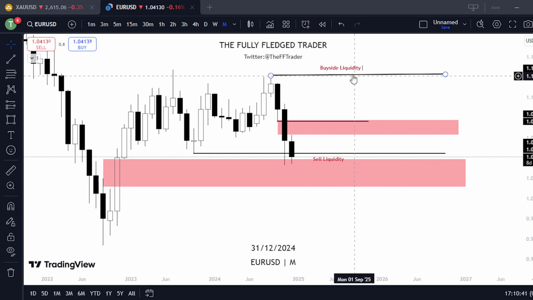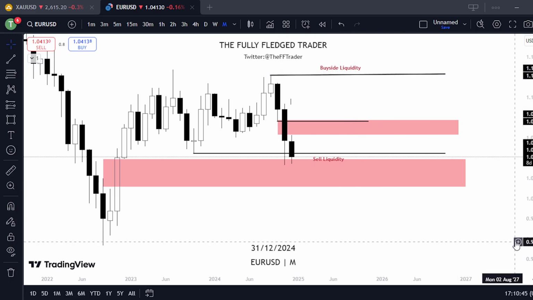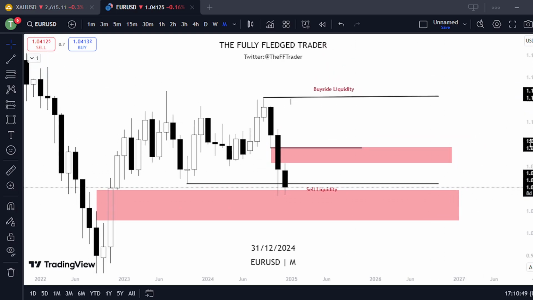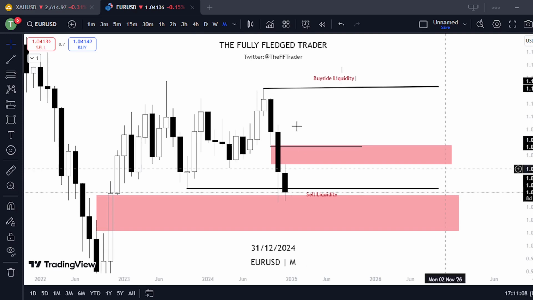In the buy side liquidity, there is where people have their stop losses when they are selling this move here. So if they are holding their positions and they haven't taken any profits, that's liquidity which is floating above this high here. So buy side liquidity, sell side liquidity.